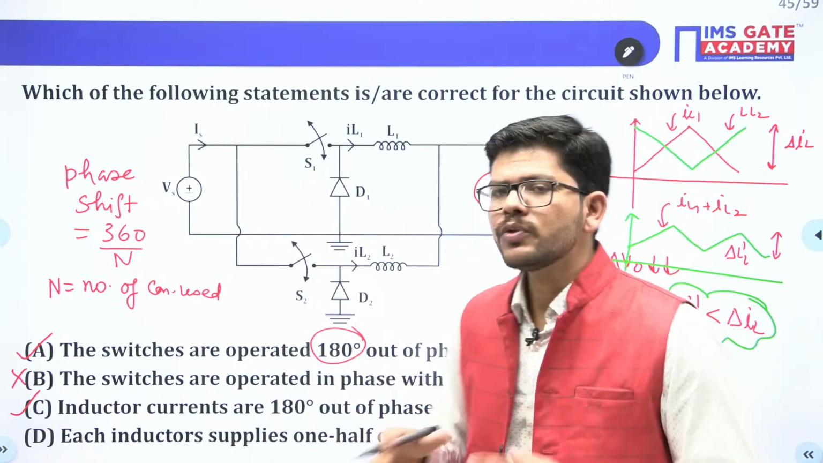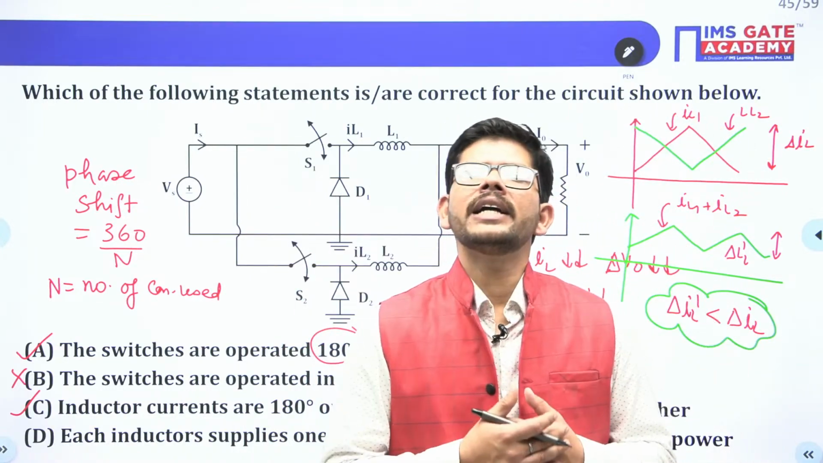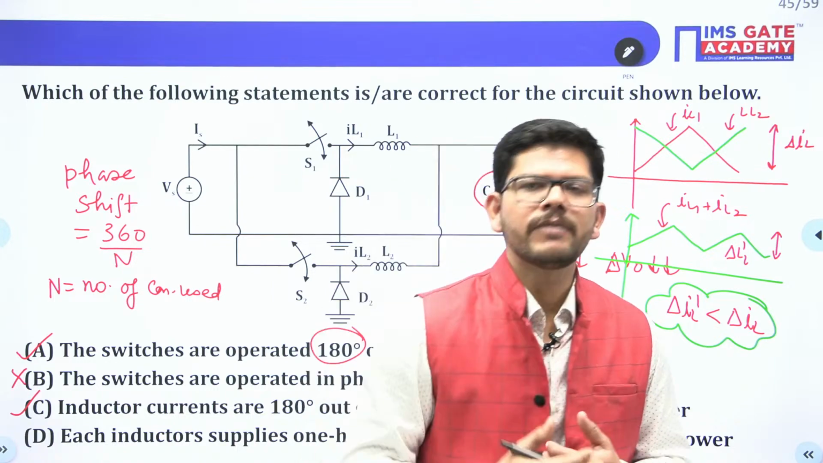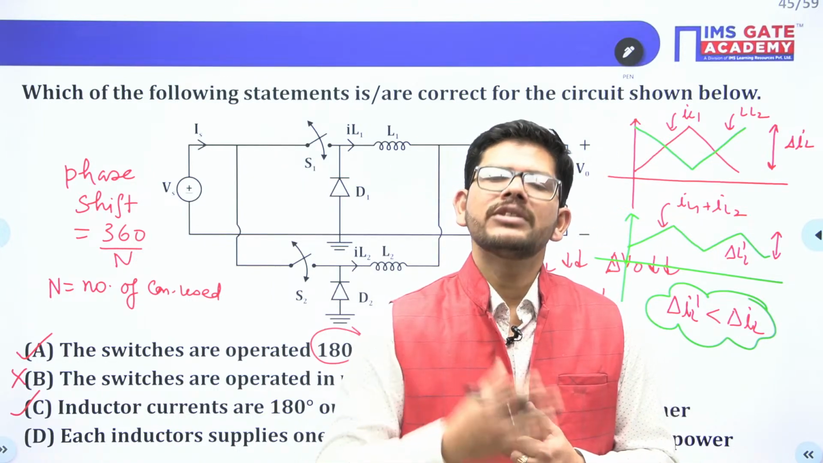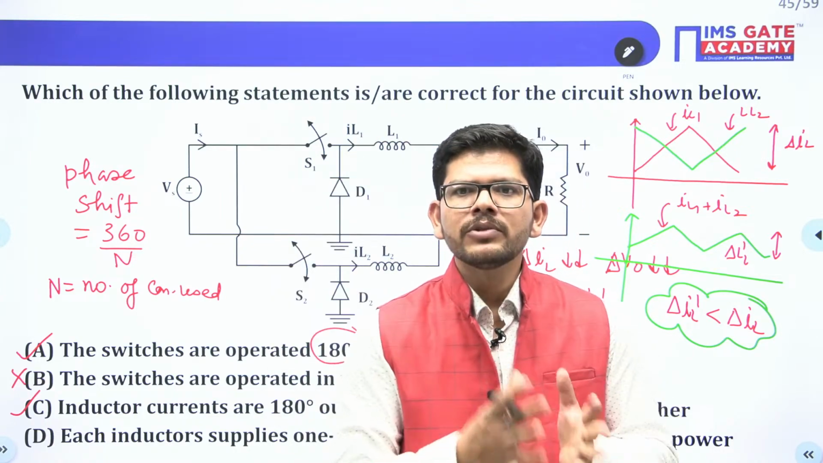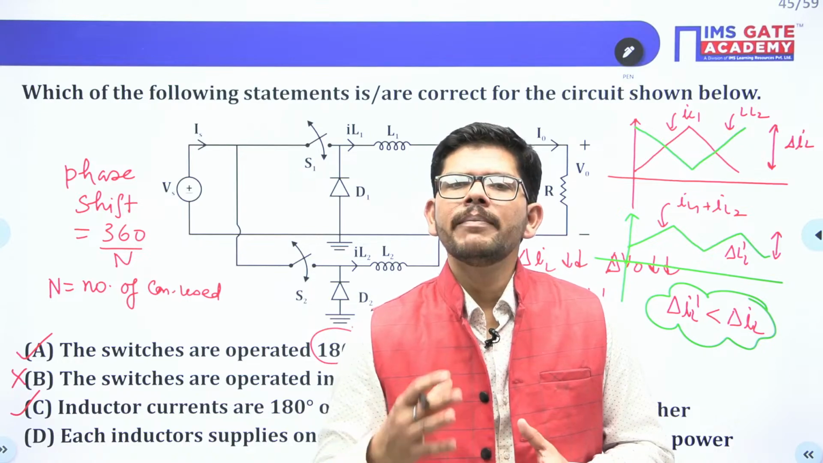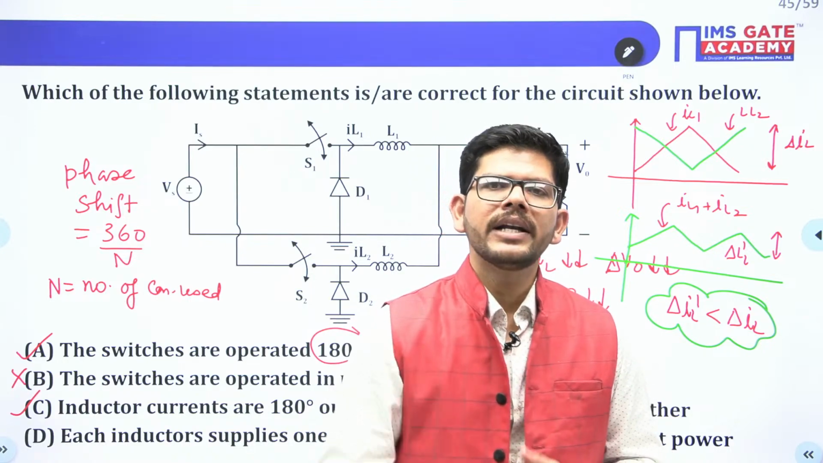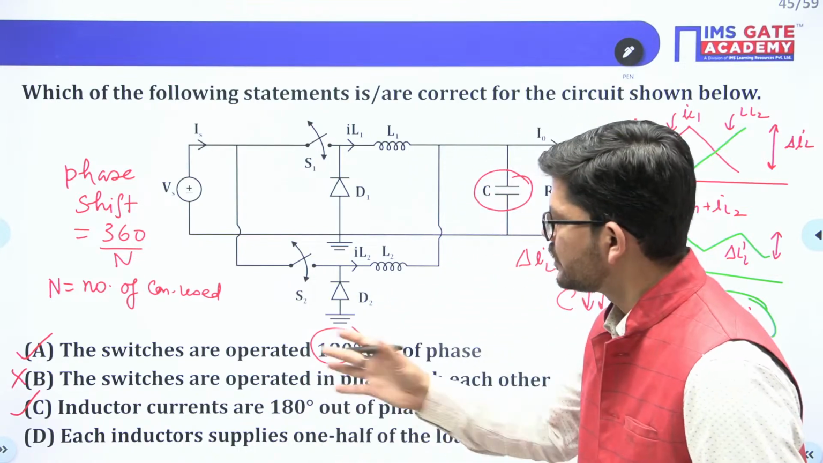If we had used 4 such converters, inductor currents would have been 90-degree phase shifted with each other. If we had used 6 converters, inductor currents would be 60-degree phase shifted with each other. So this kind of phase shift we will get depending upon the number of converters connected in parallel. Okay, so option C will be correct.